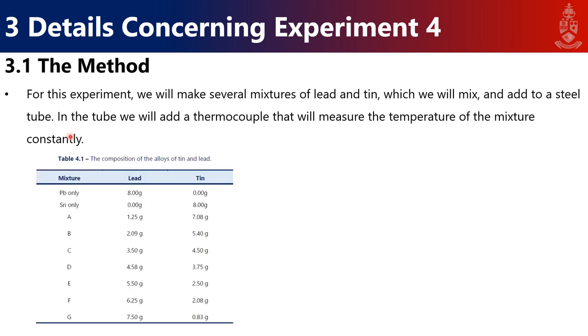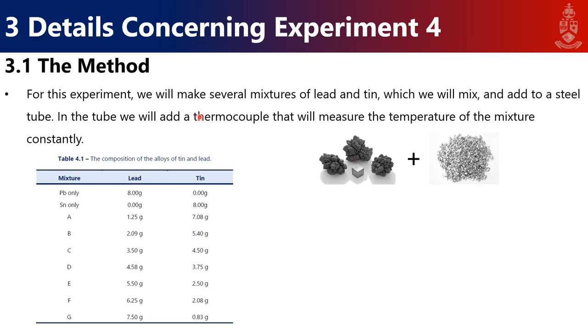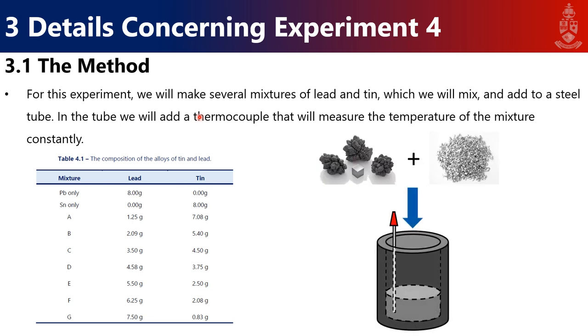So start with the mixtures as stipulated in table 4.1. We'll mix them together in some sort of steel tube. You'll have a thermocouple. A thermocouple is just a fancy thermometer, essentially a thermometer that can be connected to a data logger, which will then record temperature every few seconds or every specific time interval you set it to record, and it will give you a cooling curve, as you will see in the following slides.